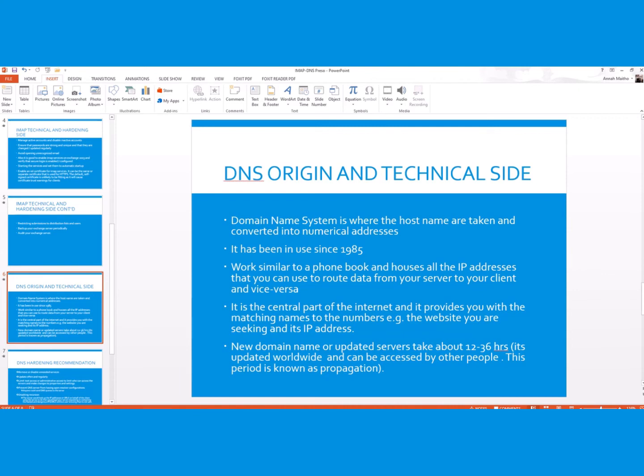The new domain name or updated servers take about 12 to 36 hours. It is updated worldwide and can be accessed by other people. This period is known as propagation.